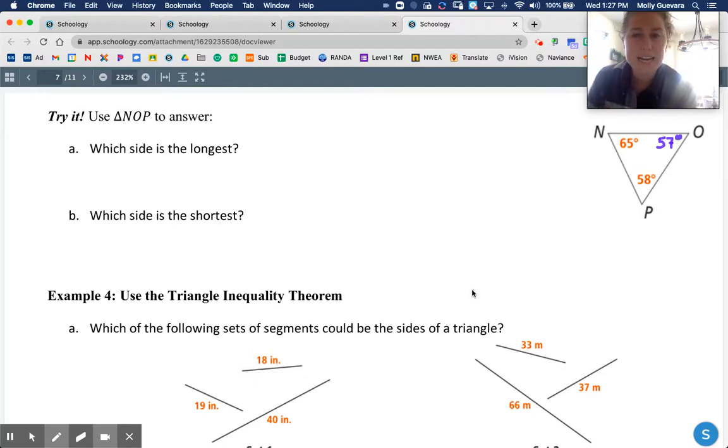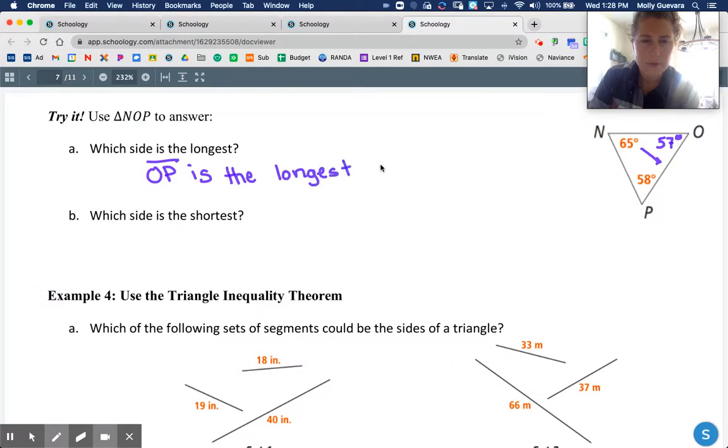Okay, so which side is longest? Well, the longest side is going to be across from the biggest angle. So here my biggest angle is 65. So the largest side is going to be OP. Does that make sense? We okay with that? Okay. Or PO, it doesn't matter the order that you write it. So OP is the longest side.